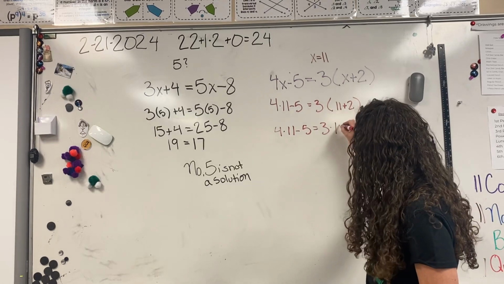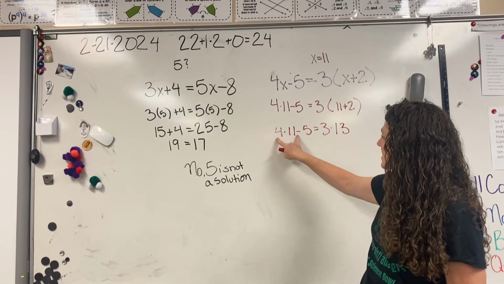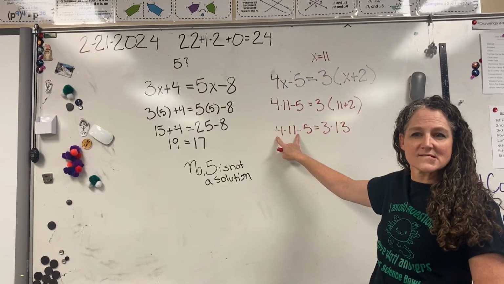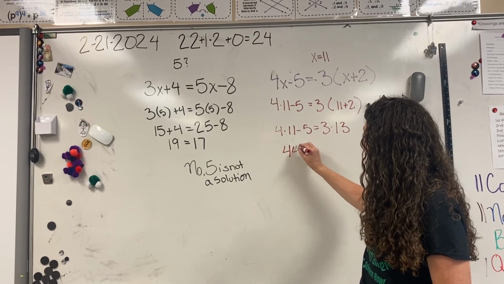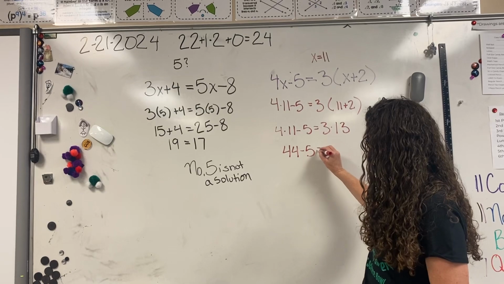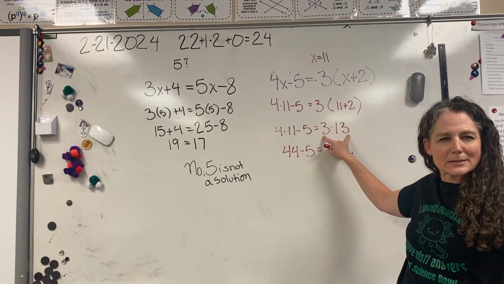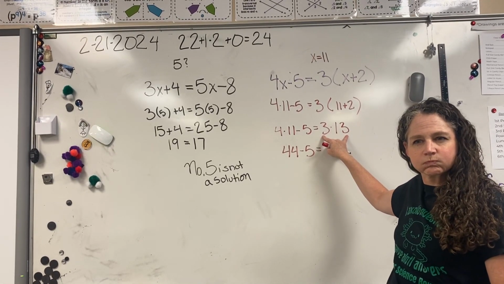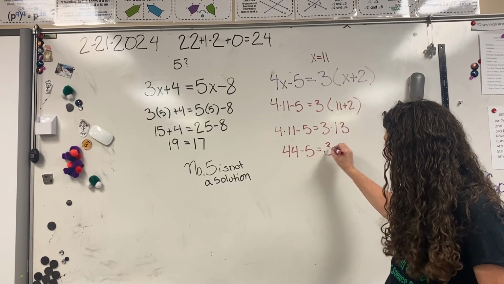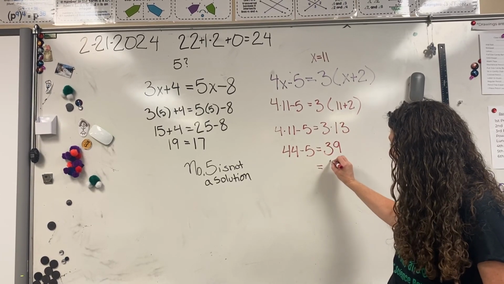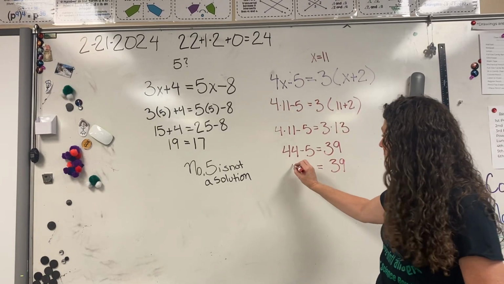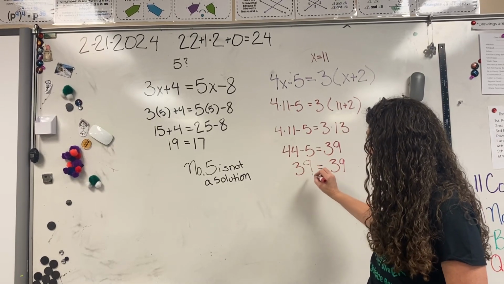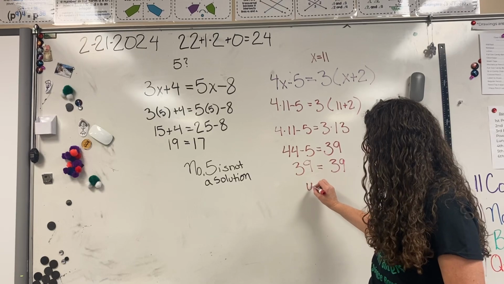13. Okay? So what is 4 times 11? 44. So I have 44 minus 5 equals, what's 3 times 13? 39. What is 44 minus 5? 39. Does 39 equal 39? Yeah. So is this true? Yes.